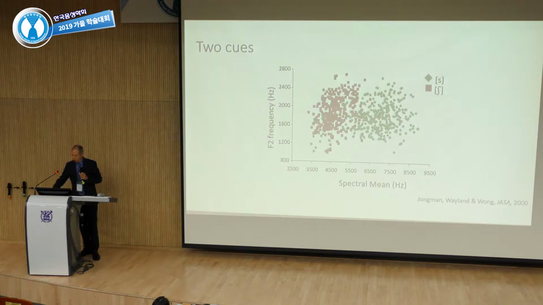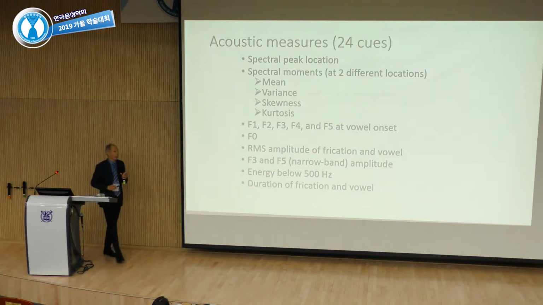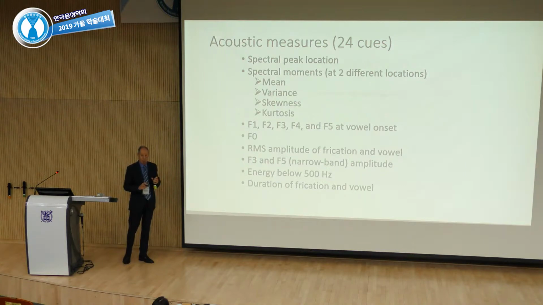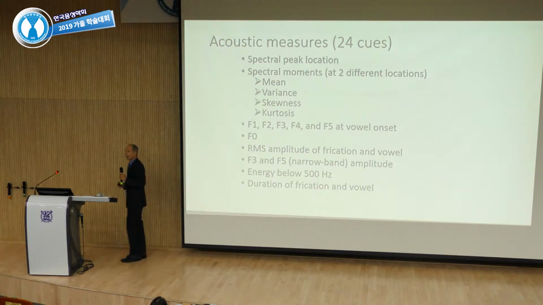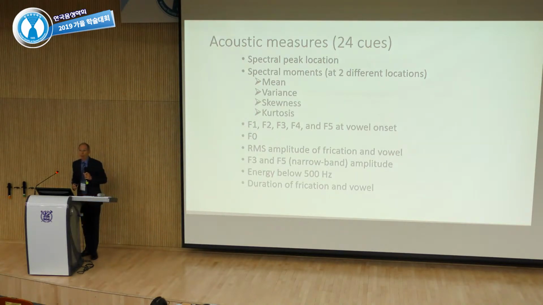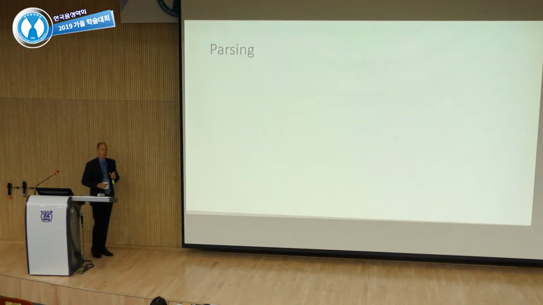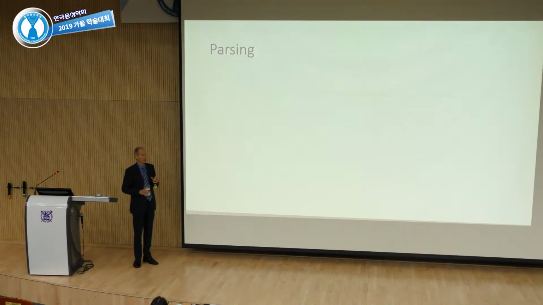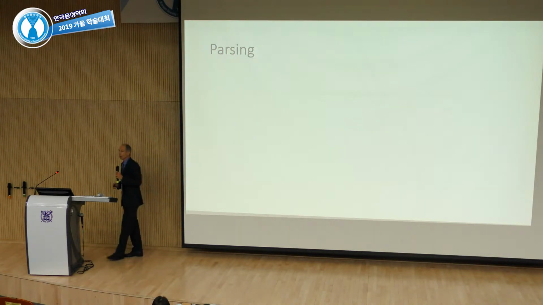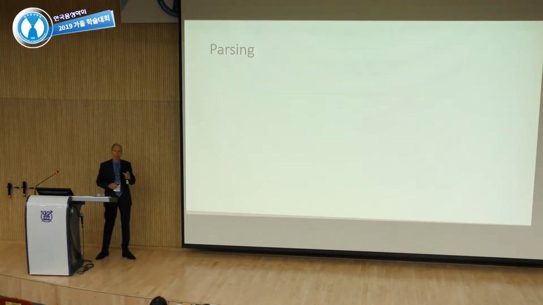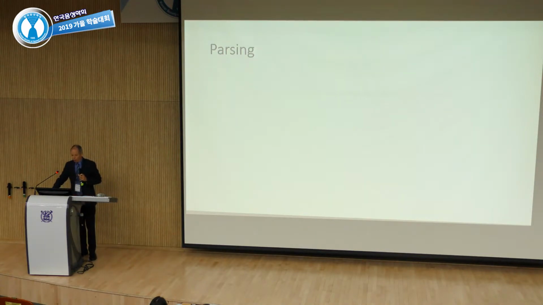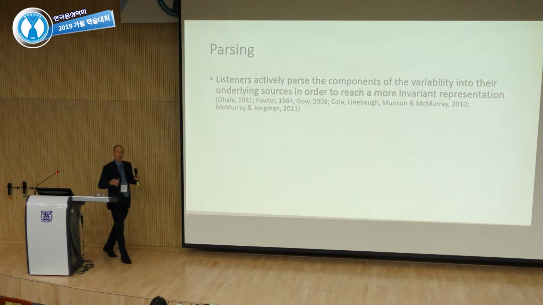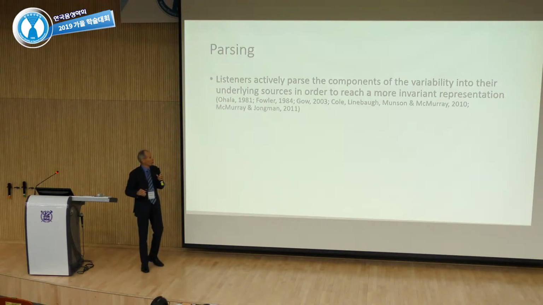We tried to include as many as 24 cues, okay? And we'll talk more about these cues later, but this is kind of a generous sampling of spectral cues, temporal cues, amplitude cues, and so on. And even with 24 cues, you don't get perfect separation of the different classes of fricatives in this particular case. And that led us, and us here is Bob and Murray, to adopt an approach that was originally developed for articulatory gestural overlap, and that is parsing. And parsing is simply a way of parsing the components of the variability and assigning them to their underlying sources where they came from.